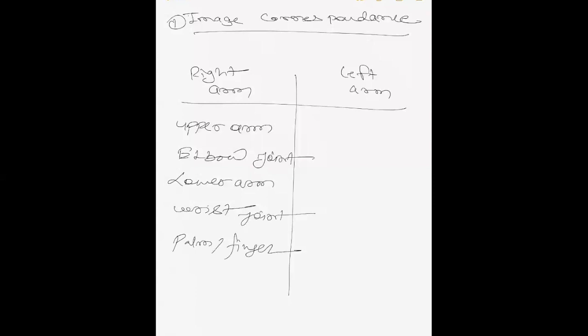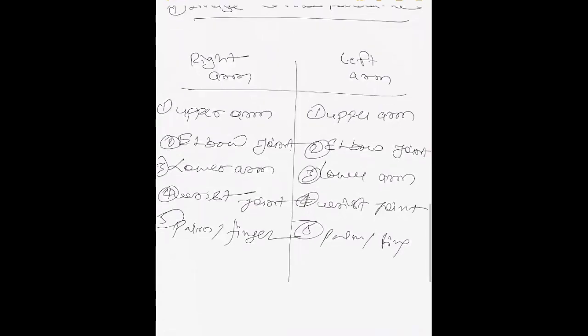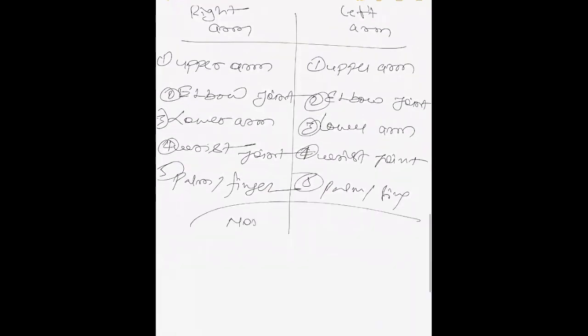So I can treat on the left side in the same position, meaning upper arm, elbow joint, lower arm, wrist joint, and palm and finger. So 1, 2, 3, 4, 5. This is called normal mirroring. We are making the normal mirroring.